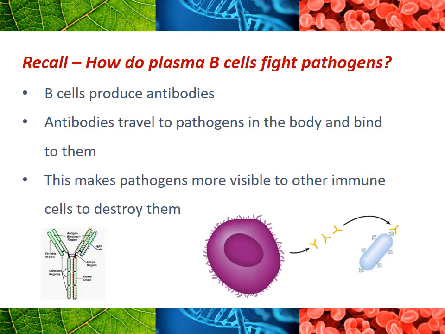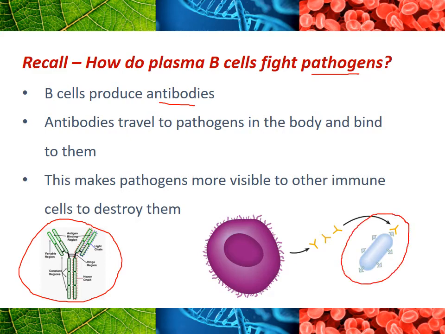Now, going back to what plasma B cells do. When a pathogen is in the body, like a bacteria or a virus, B cells produce antibodies, these little guys down here. Those antibodies travel to pathogens in the body and bind to them, like this. So those antibodies are released from the B cells, and then flag those pathogens or make them more visible to other cells in the immune system to destroy them.